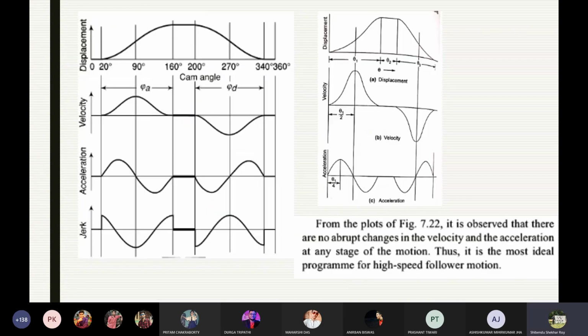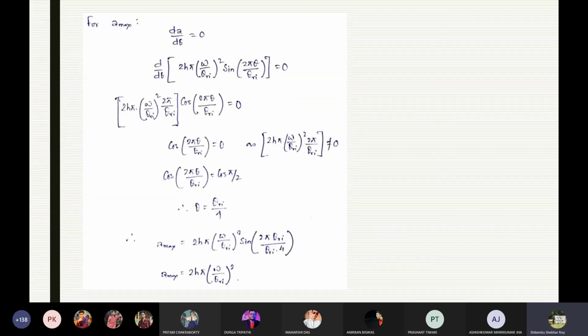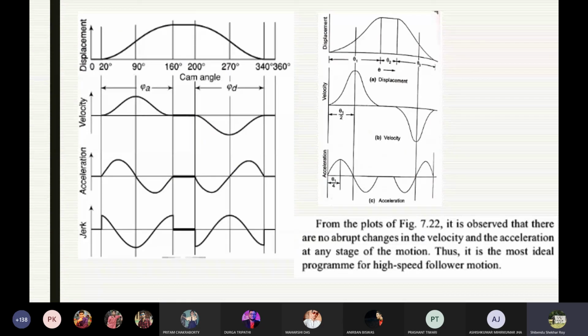So next, I would like to tell you about the distribution. See here, you already found out where it is the maximum. In case of acceleration, whatever you have found, acceleration is maximum when theta is theta ri by 4. So up to theta ri, acceleration is maximum at theta ri by 4. Graphically you can also see this: this is theta ri by 2, and this is theta ri by 4. Here the acceleration is maximum. At theta ri by 2, velocity is maximum. And you see, jerk is also here. There is no such discontinuity in the jerk.